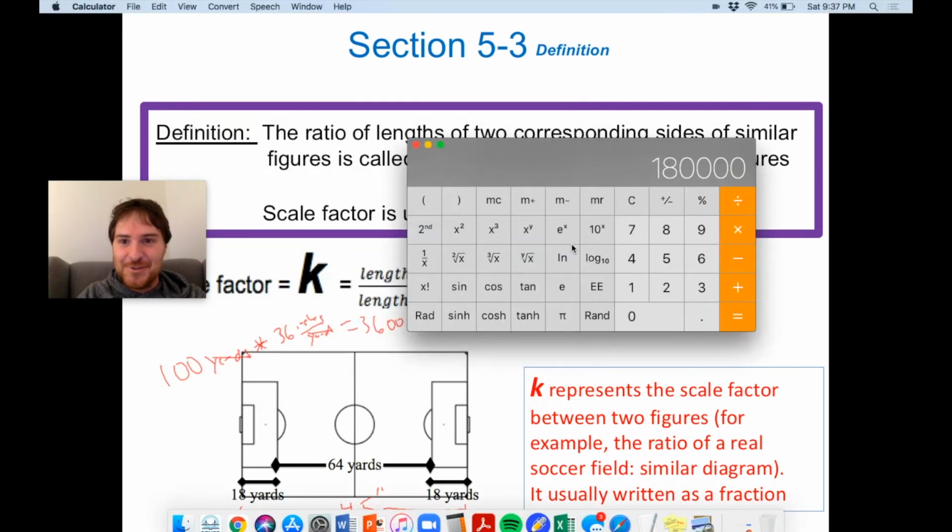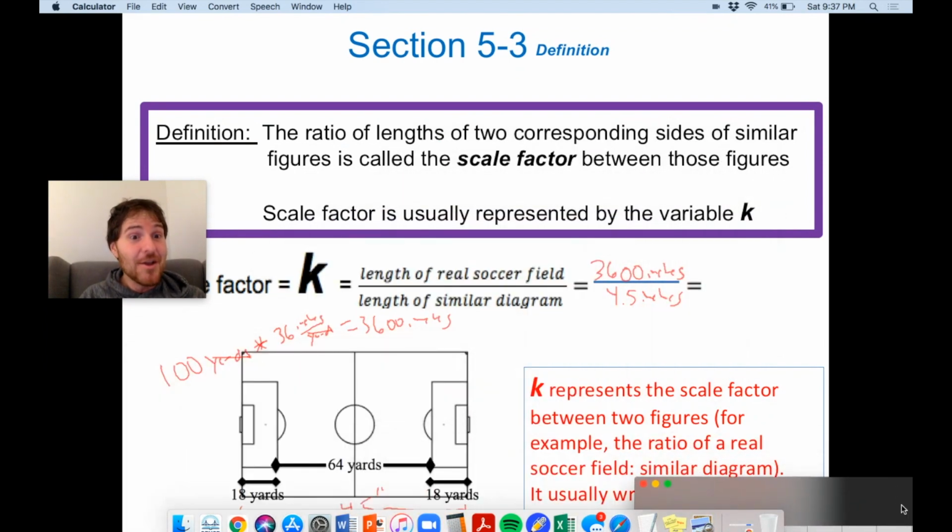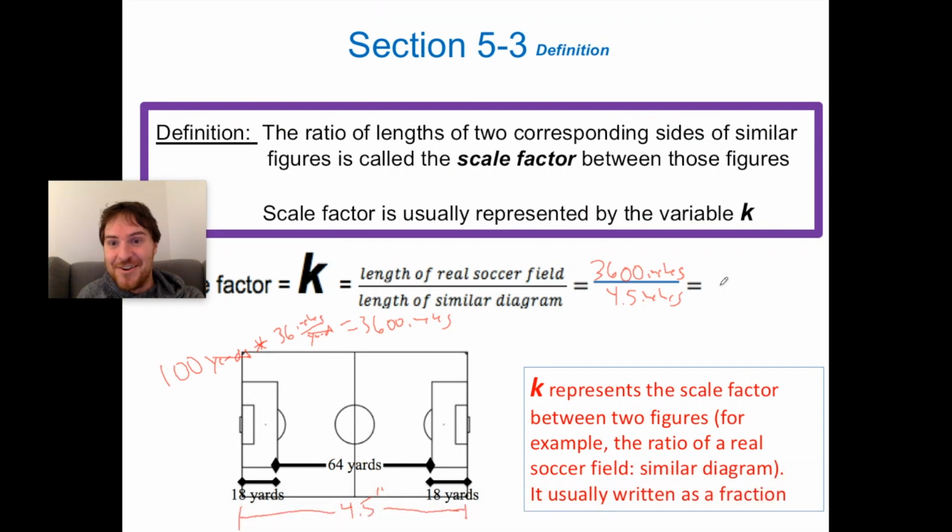Calculator. All right, just bear with me for a second here. 3,600 divided by 4.5 is 800. Look at that. So it's an 800-to-1 ratio, or the scale factor is 800. It's 800 times bigger, okay? So we've managed to create a tiny football field down here, and the scale factor K would be 800, right? Inches cancel out right here.